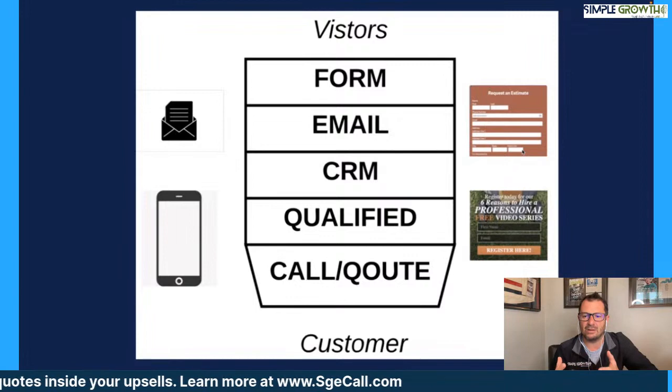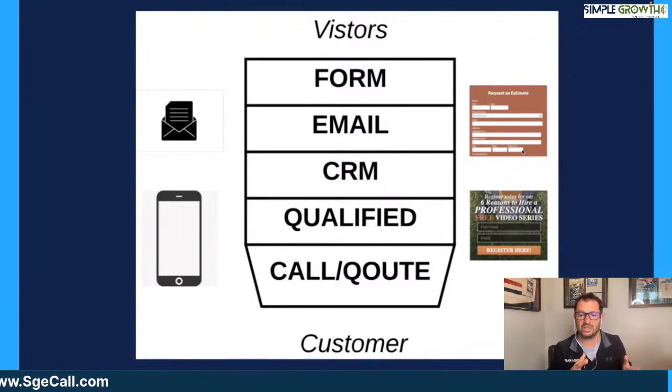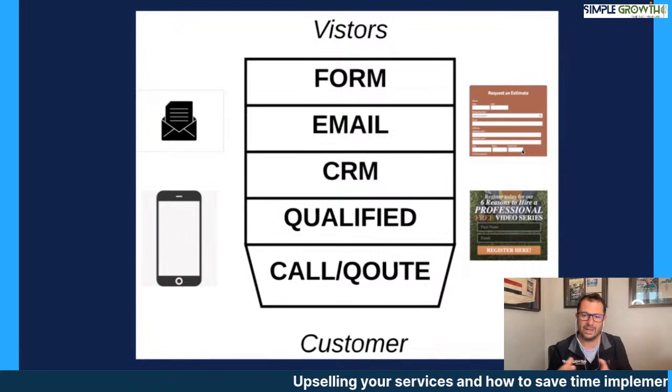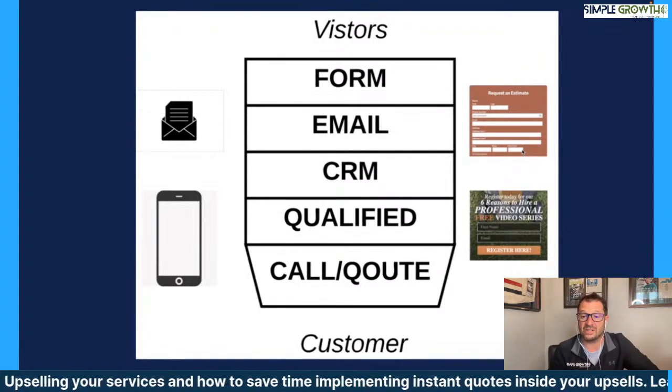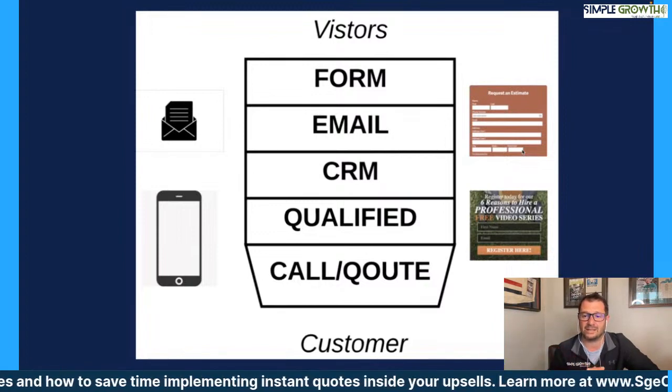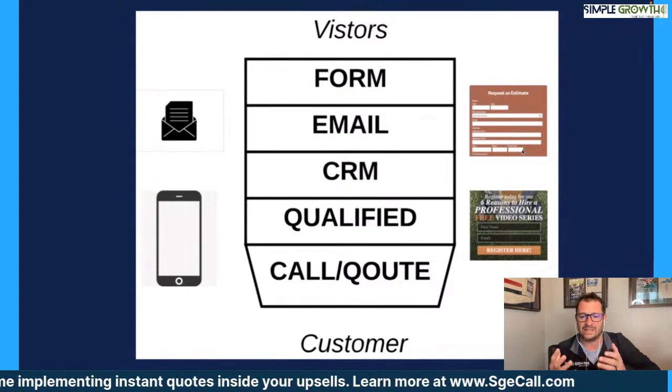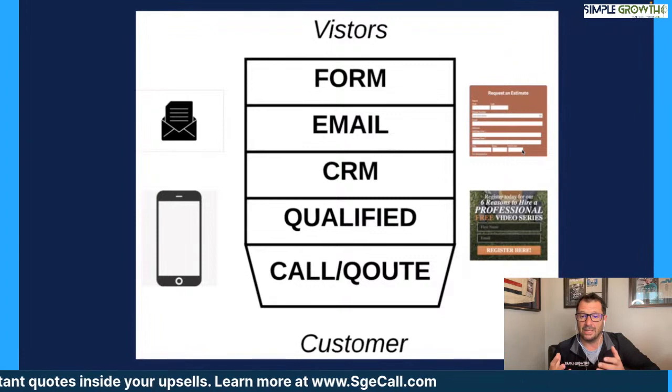Then the estimator or the company has to qualify to make sure that that particular person is in their service area and that it actually fits the need. So if you don't do one-time services and they want just one time and not ongoing, they're not qualified. Then we need to go out and call them and physically quote this. So it's a 5-step process. It lends itself to a lot of time that is not needed in the quote process.